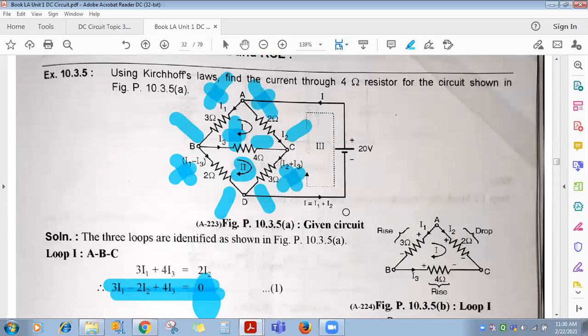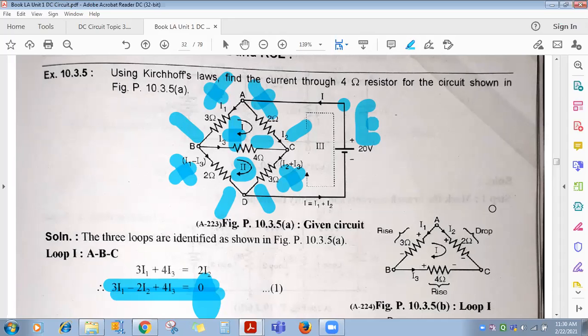Third loop, any loop you can take. A, B, D, A, that also you can take. Suppose I mark this one as point E. So you can select the third loop as A, B, D, E, A. Got it? Clear? Any loop you can select. Only the thing is, while applying KVL, whatever loop you have selected, form the equation correctly. Don't make any mistake.